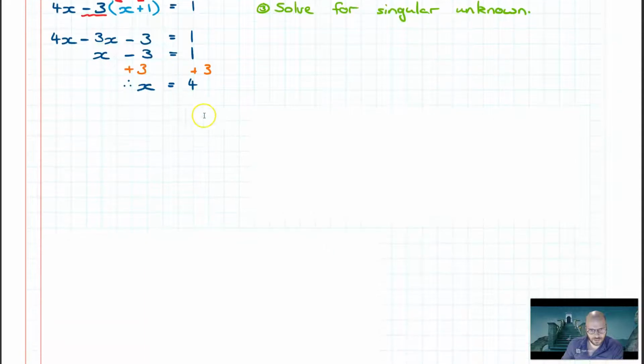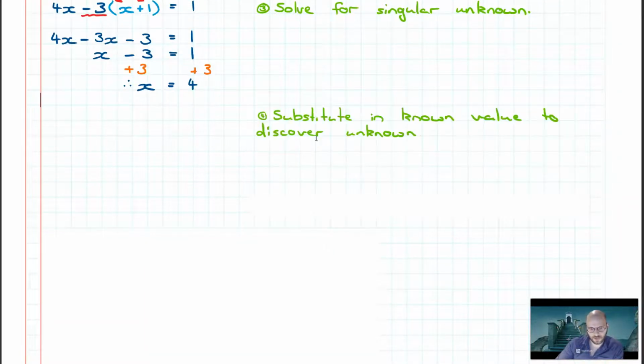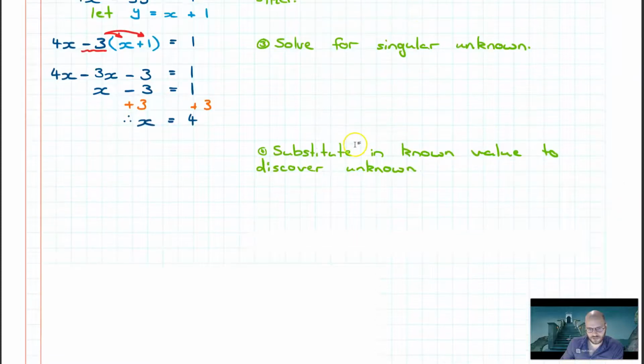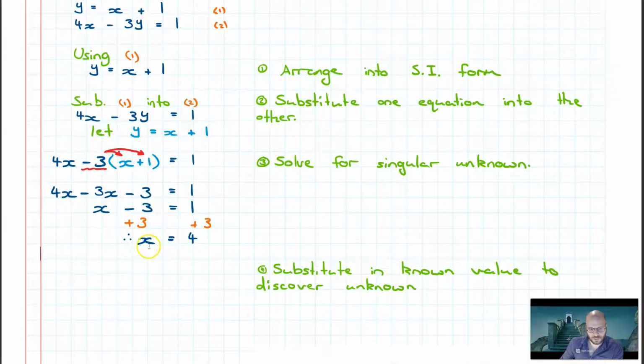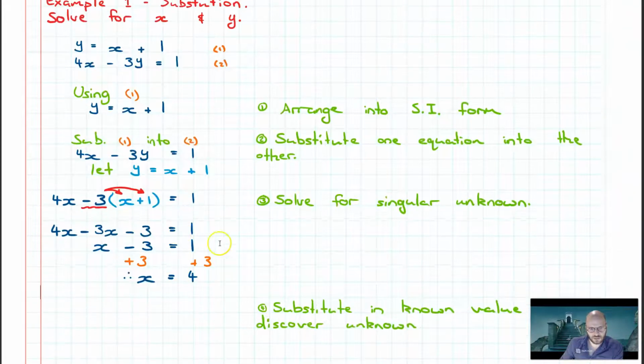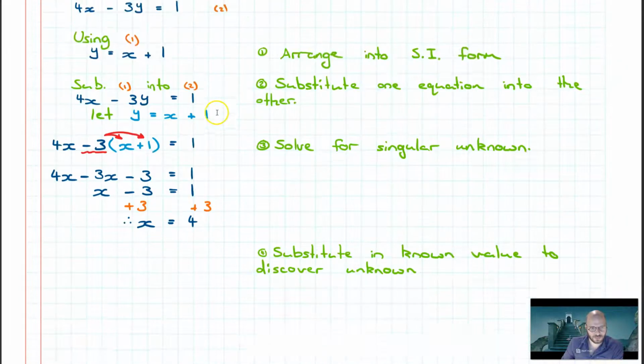So that's step 3. Moving on to step 4, what we're going to do is substitute in a known value to discover an unknown. So our known value is x here, which is 4. We're going to sub it into either equation 1 or equation 2 to find the value of y. Now, picking which equation to use, it actually doesn't matter which one you use. You can pick either, but it's recommended to think which one's going to be the easiest to work with. In this instance, y equals x plus 1, or equation 1, will be easier because y is already the subject.